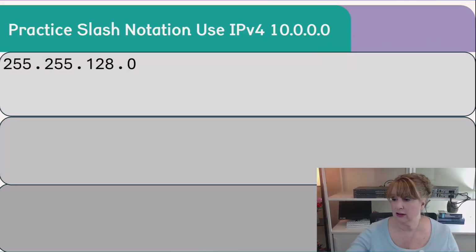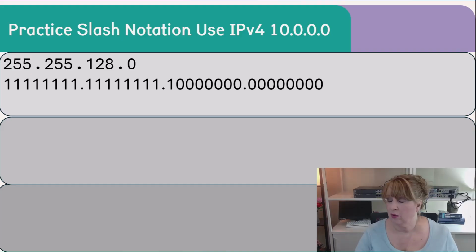Okay, up at the top here, I say practice slash notation, use IPv4 10.0.0.0. So that's our IP address. Its BFF, the subnet mask, is 255.255.128.0. So what's our first step? Well, we're going to write that all out in binary.